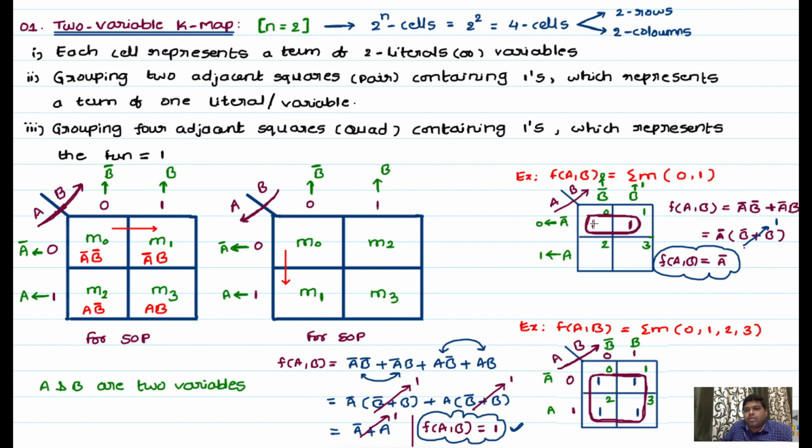For this box we have filled in 1, so now you can take this box's related literals, those are A bar, B bar. So here I am getting A bar B bar as the resultant function. That means if we have only 1 possible combination, we will get 2 literals. These things are mentioned here. Each cell represents a term of 2 literals or variables. Grouping 2 adjacent squares containing ones represents a term of 1 literal or 1 variable. And grouping 4 adjacent squares containing ones represents the function value equal to 1. So this is our example. You can take this method in the downward direction also, just positions change, but finally the outcome will be the same. And the next example, product of sum.